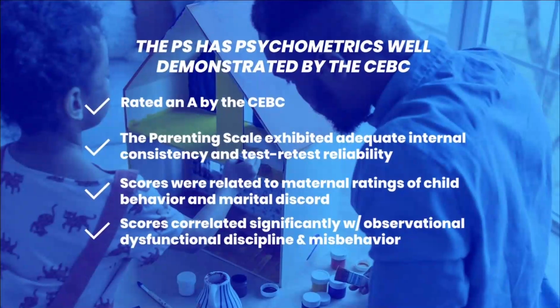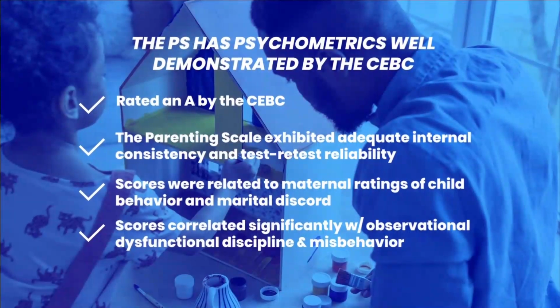Certain research says the parenting scale exhibited adequate internal consistency and test-retest reliability. Mothers of clinical children reported more dysfunctional parenting than did mothers of non-clinical children, that is, clinical children within this scale. And then parenting scale scores were related to maternal ratings of child behavior and marital discord. And most important, the parenting scale scores correlated significantly with observational measures of dysfunctional discipline and child misbehavior.